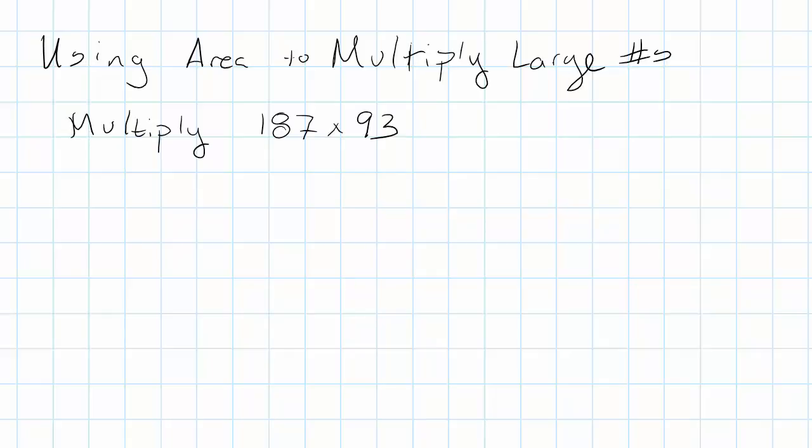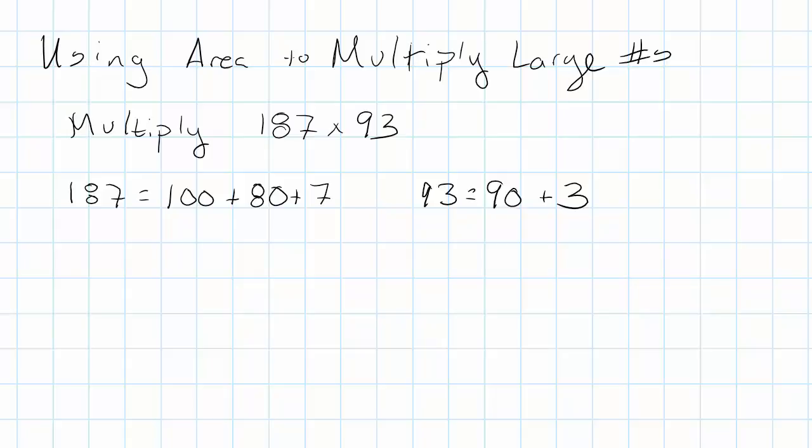187 by 93. Well, 187, that's just 100 plus 8 tens plus 7 ones. 93 is 9 tens plus 3 ones. This is called the expanded form of these numbers, just in case you want to think about how to refer to writing a number this way. That's just one digit followed by a bunch of zeros. Put them all together. That's the expanded form.